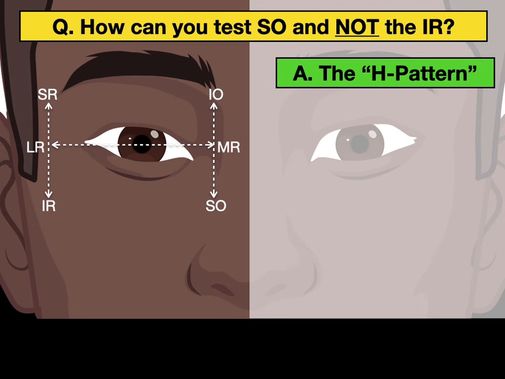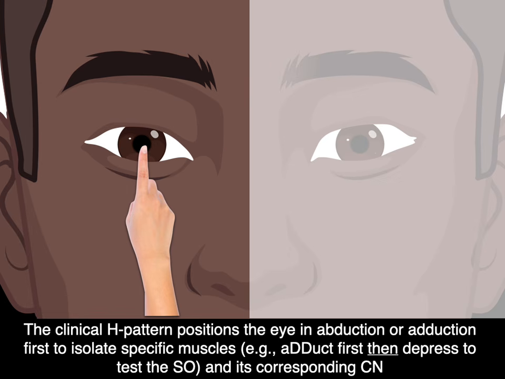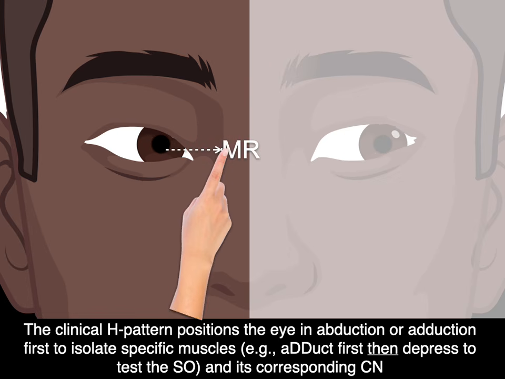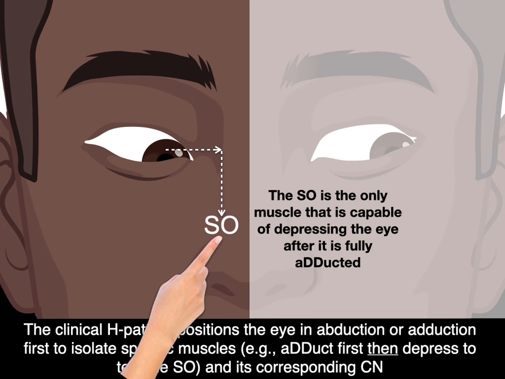The answer is the clinical H pattern, which positions the eye in an abducted or adducted position first, which then isolates specific muscles. For example, if you adduct the eye first and then depress, that's how you test the superior oblique and its corresponding cranial nerve. Adduct first from the medial rectus and then look down, depress through the superior oblique. See, the superior oblique is the only muscle that's capable of depressing the eye after it's fully adducted.